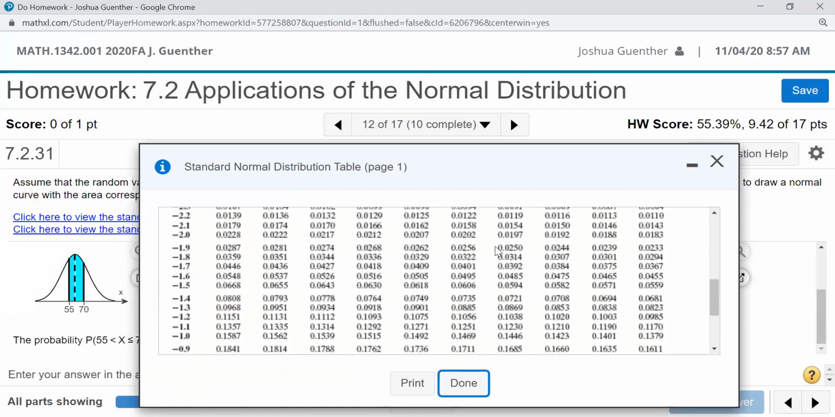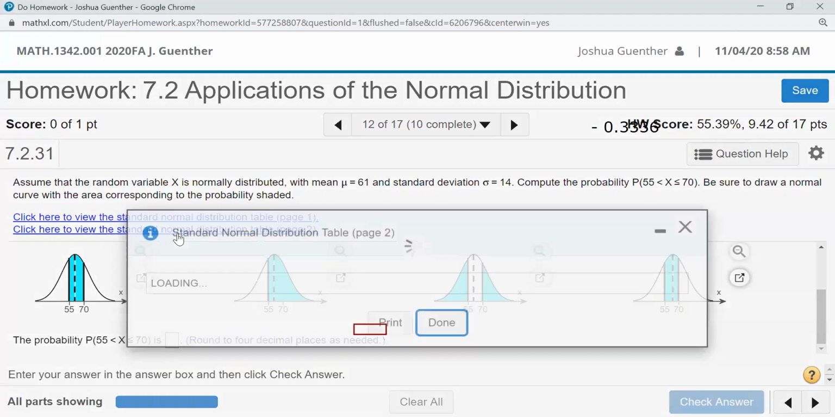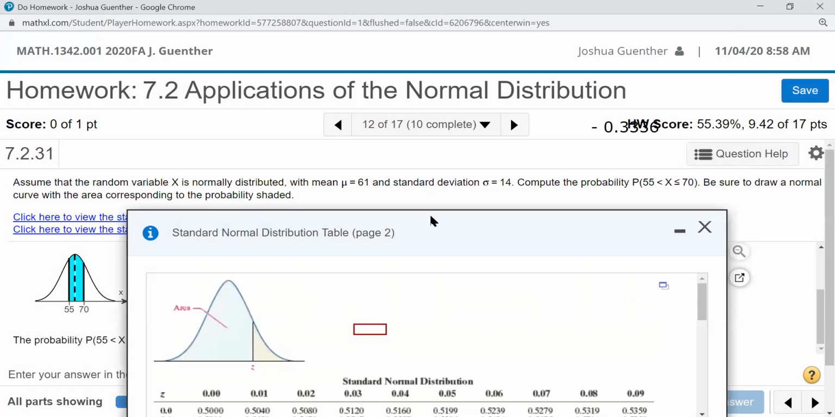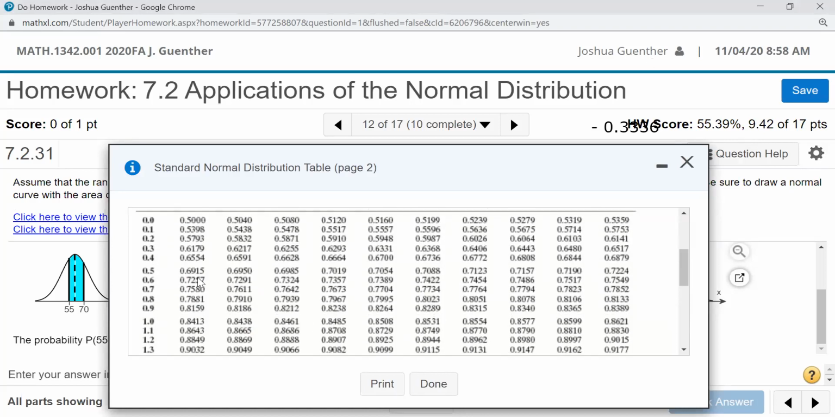So we need to look up -0.43, -0.40, 1, 2, 3, okay. It's going to be 0.3336. And that's going to be the area we're subtracting. It's going to be the smaller area. The larger area, we need to then look up 0.64 on this chart. So let's see here. 0.64, it's going to be 0.7389.